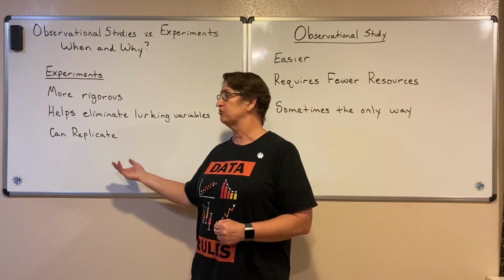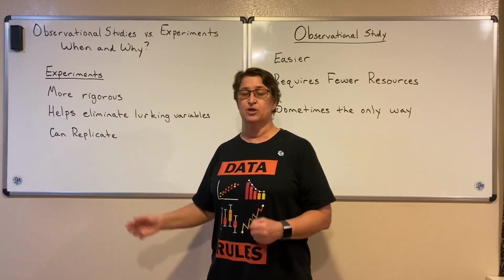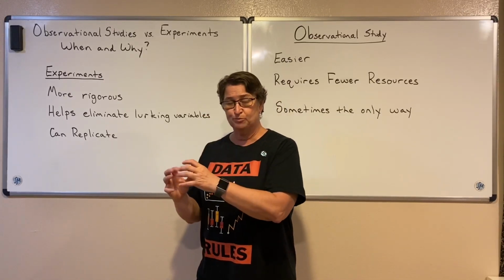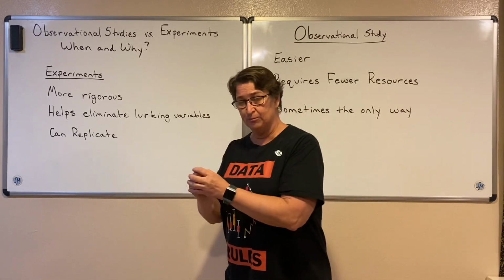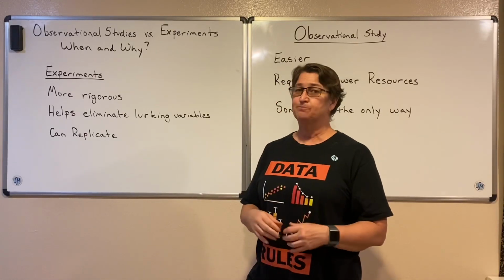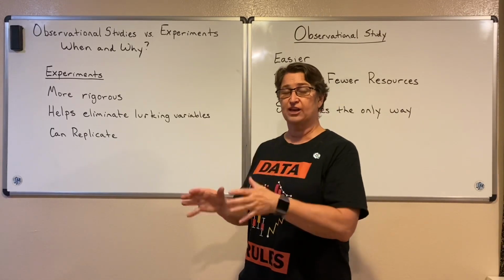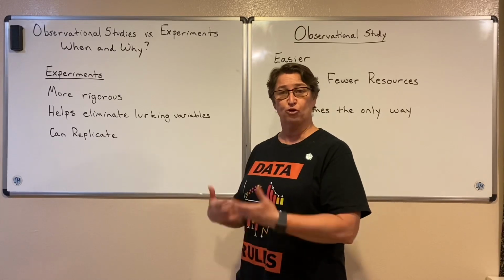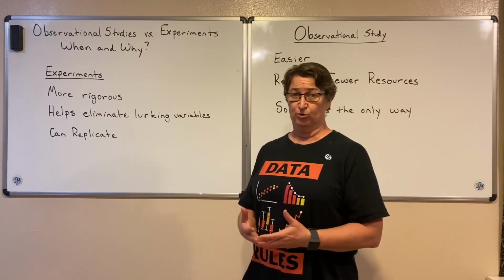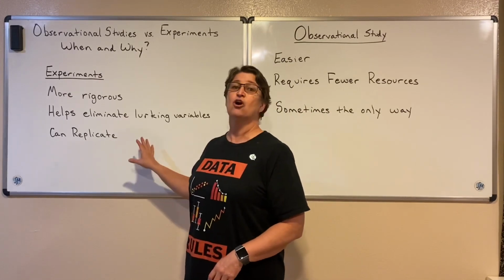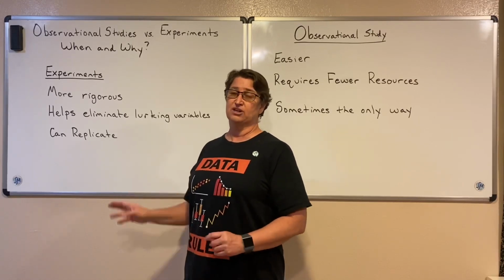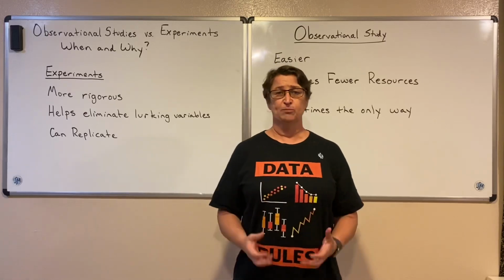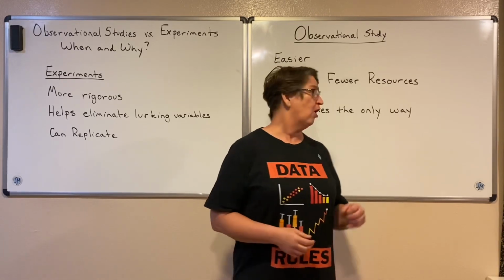And with experiments, we can also replicate them because we've set it up in such a way where we have our groups and we're giving those groups a treatment, and then we can look at the outcome. Since we've set our experiment up in a certain way, we can replicate that and do it over and over again to see if we get similar results. Experiments are the best way to study that relationship between two variables, but sometimes that's almost impossible to do, or it's really, really hard.